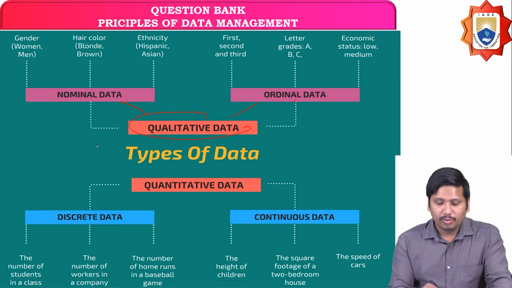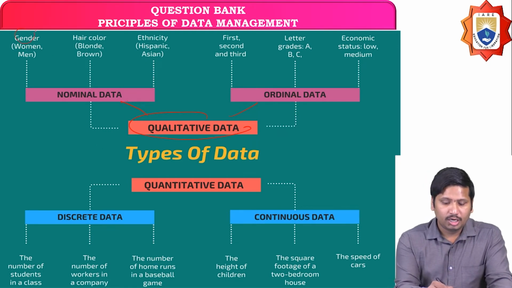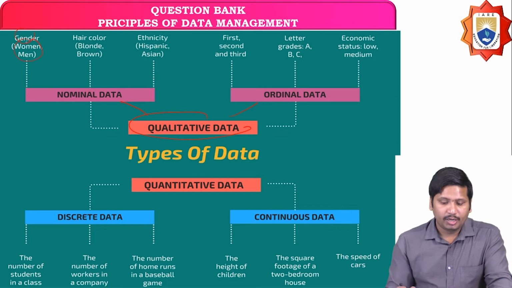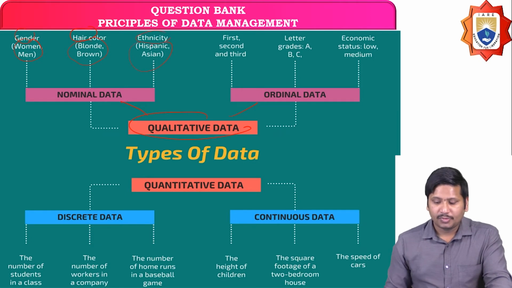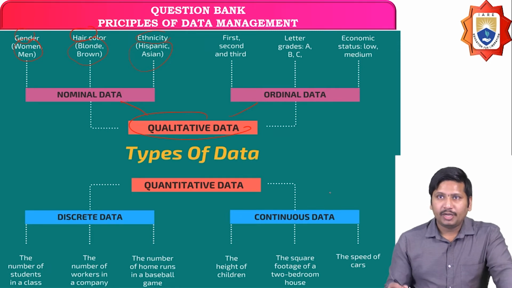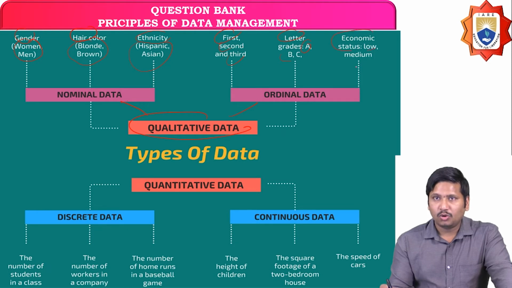Here the nominal will be gender, like man and woman, and hair color, like blonde or brown, and ethnicity, like Hispanic and Asian. Ordinal data means here first, second, and third, and letter grades like A, B, C, and economic status like low, medium, and high. These things come under ordinal data.